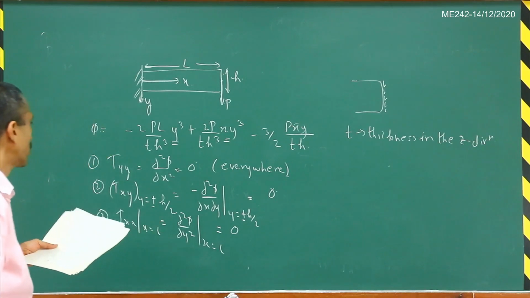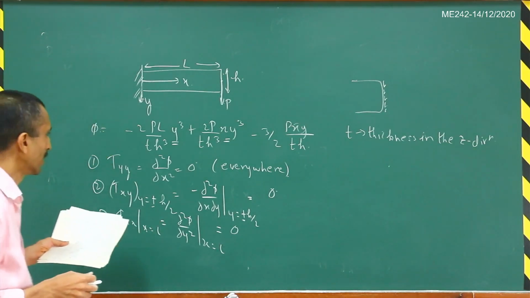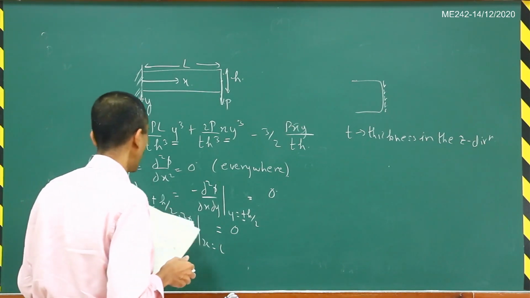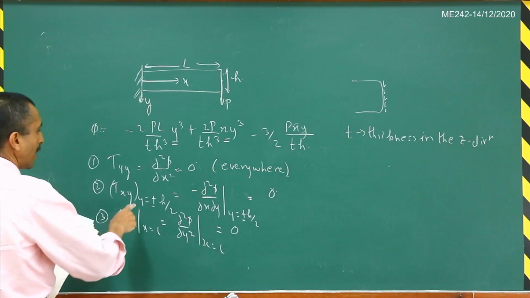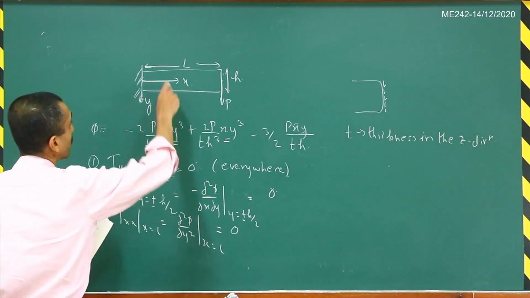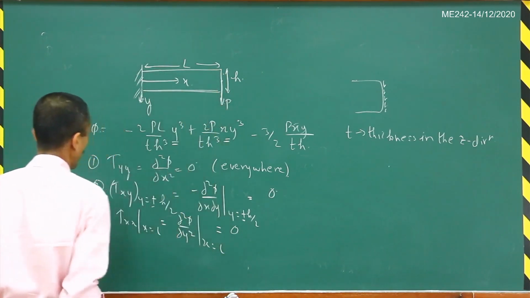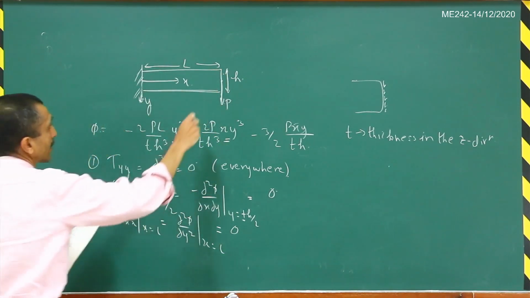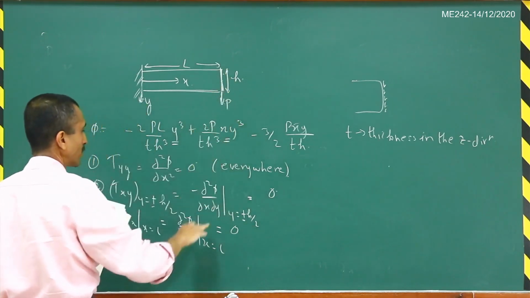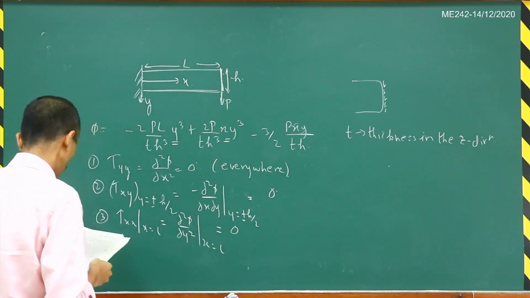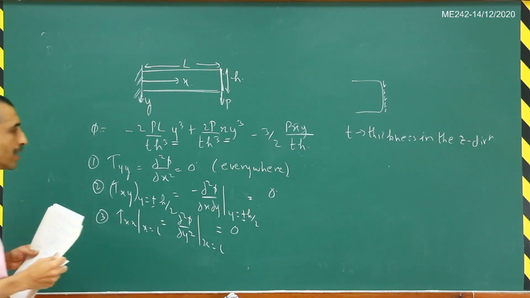So I am just evaluating the various quantities at various locations here. So this I am evaluating tau xy at y equal to plus minus h by 2, so that is on this particular edge and on this particular edge. Then tau xx at x equal to L, so that is on this particular edge, the normal stress. So that is equal to 0. Okay.